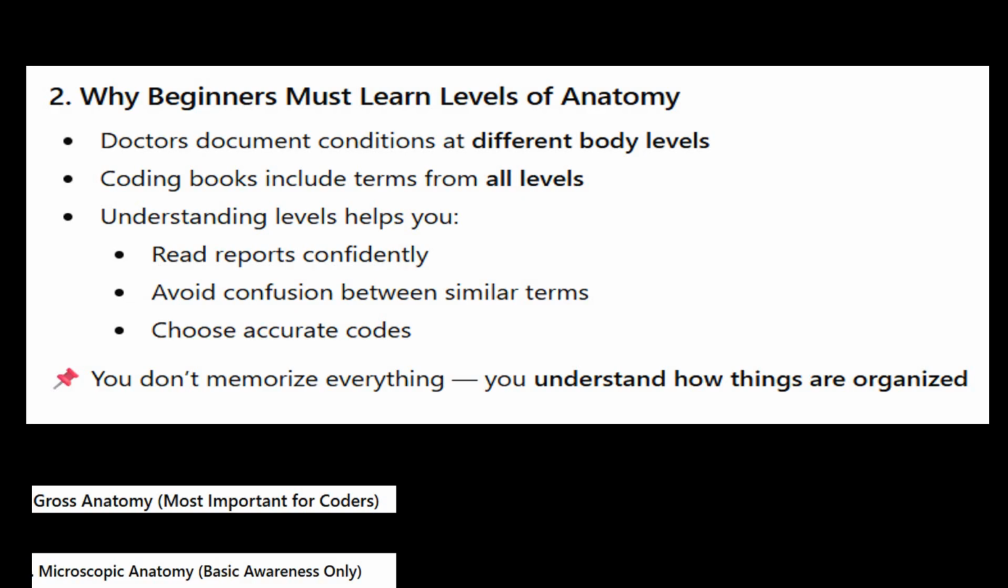Next, it avoids confusion between similar terms. Sometimes in medical coding there are multiple terms that sound similar. There you will not find any confusion if you know about each level in a detailed way. And the third very important thing is, choose the accurate code. When you want to choose the accurate code, it is also required to know about all the levels of anatomy. So these are some pointers that will help you understand why it is so important to learn about the different levels of anatomy.